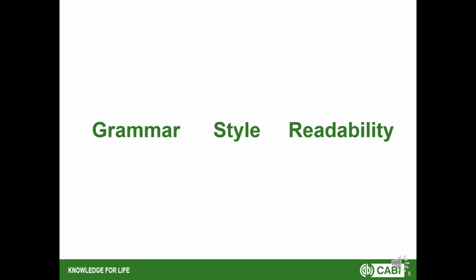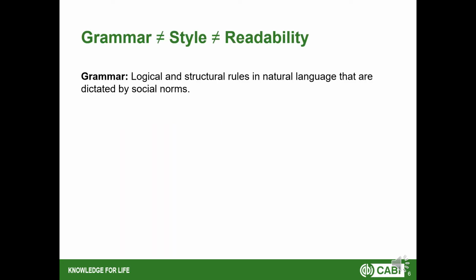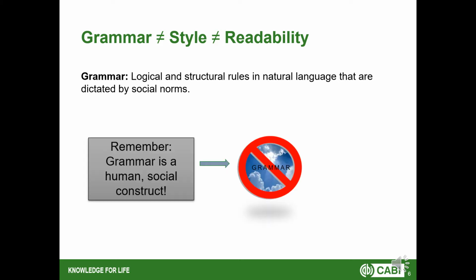It's useful also, when we start to look at what makes a text readable, to look at the differences between grammar, style, and readability, which are not the same. Grammar is a set of logical and structural rules in natural language that are dictated by social norms. This is an important aspect to remember, that there is no grammar god. Grammar is a human social construct.